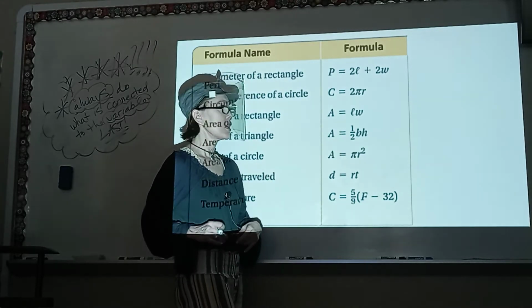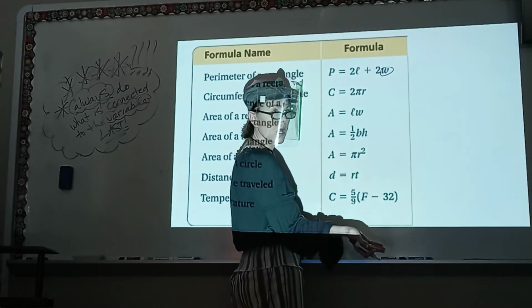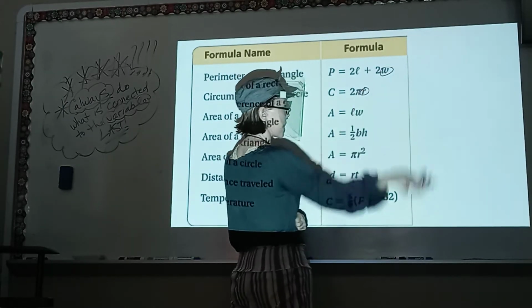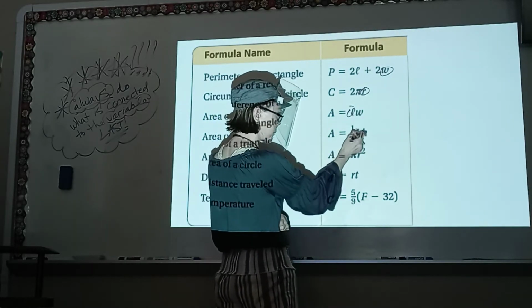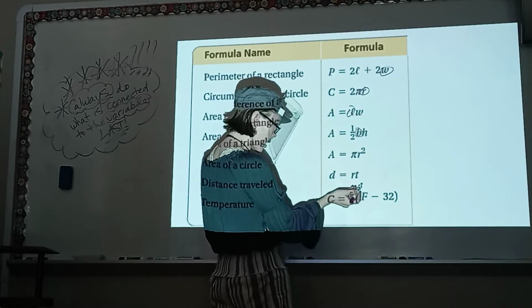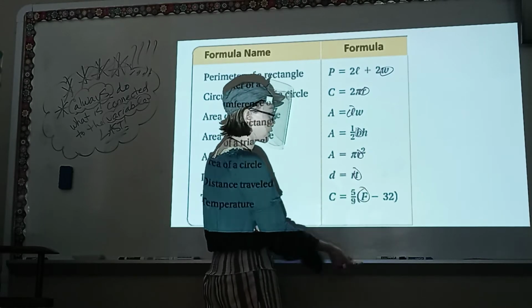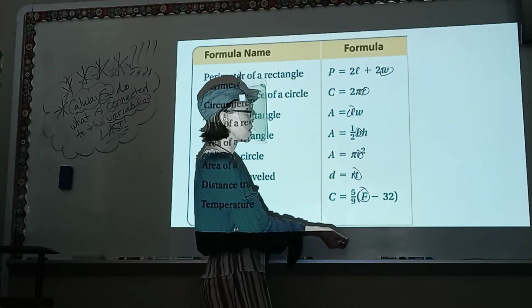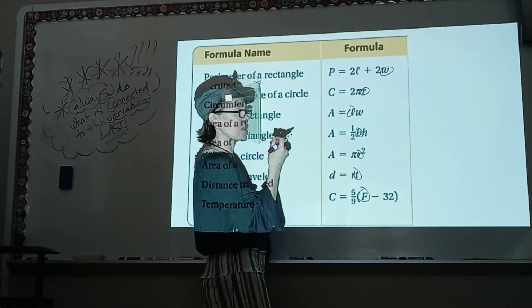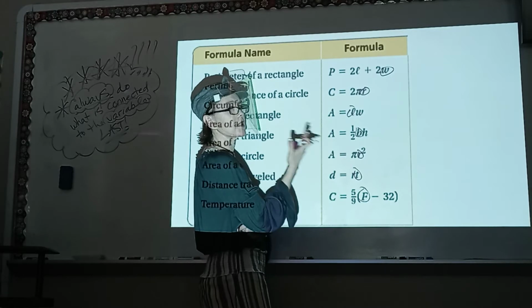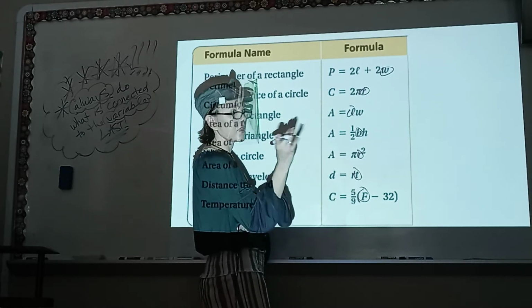Does that make sense? Right now this is solved for P. They may say, go ahead and solve this formula for W. Solve this formula for the radius. Solve this formula for length. Solve this formula for base. Solve this formula for radius again. Solve this formula for time. Solve this formula for Fahrenheit. This is one of the famous ones, okay? What I need you to know is that literal equations and formulas is just taking what you have and solving for a different variable than what you're given. Okay, that's what it is.